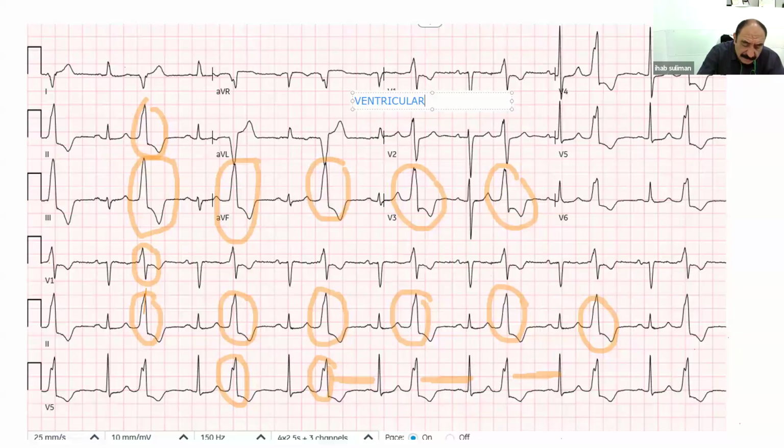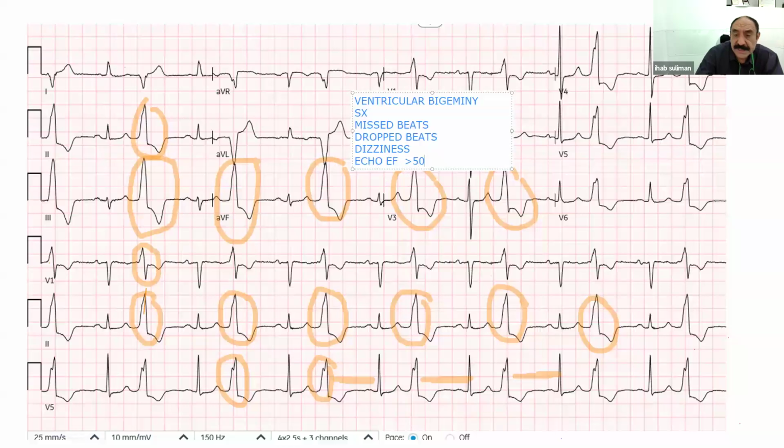Whenever I find a patient with ventricular bigeminy, I should look for symptoms. The symptoms could be missed beats, dropped beats, or dizziness. And what should I do? I should ask for an echo to estimate the ejection fraction. If the ejection fraction is more than 50%, it is a good prognosis. But if the ejection fraction is low, it is a bad prognosis.